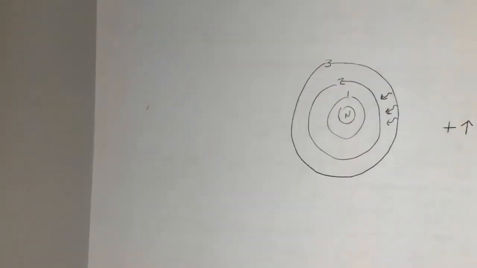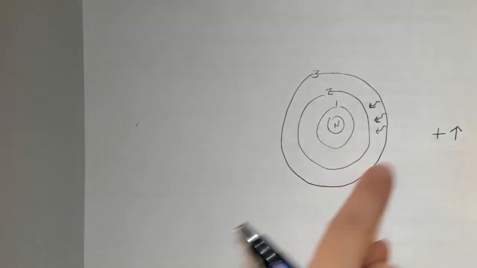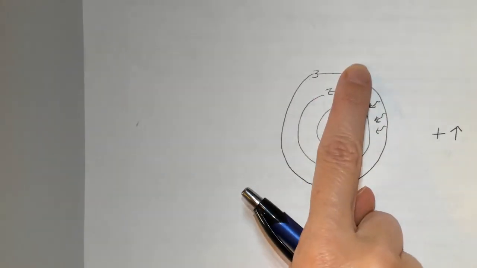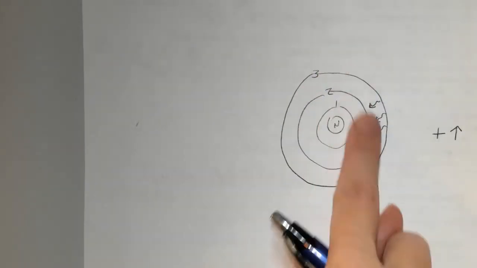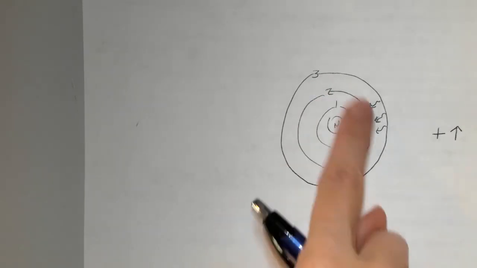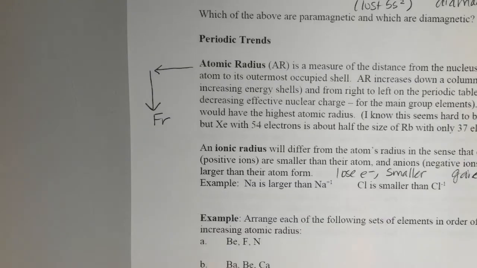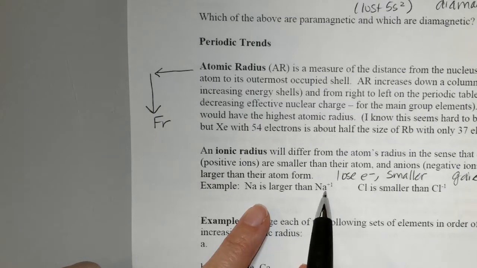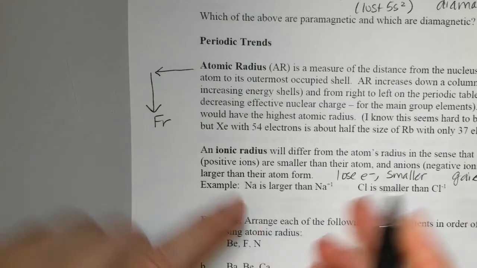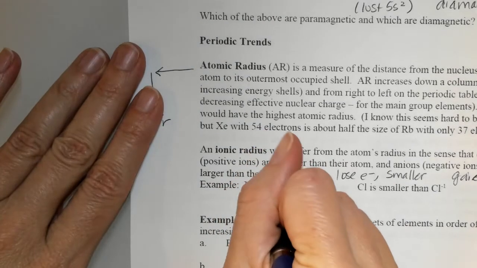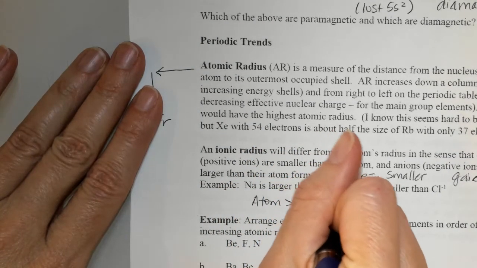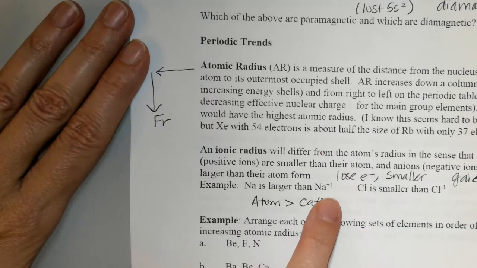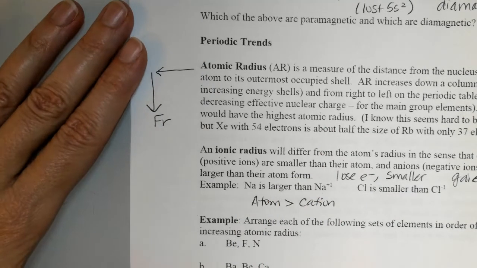If I look at the sodium atom, it has 3 occupied shells. But the cation has emptied that third shell and now only has 2 occupied shells. It has that neon structure. So when you lose electrons, the cation is always going to be smaller than the original atom. The atom is always larger than the cation. But we're comparing apples with apples, so it's got to be the same element.